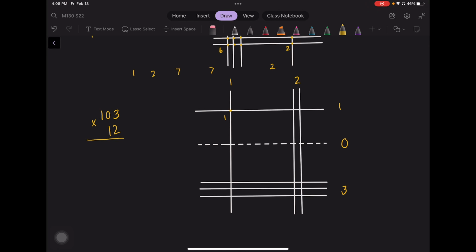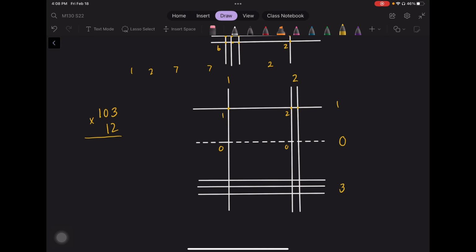I have 1 dot here, 2 dots here. 0 times anything is 0, so both of those are 0. 1 times 3 is 3. I have 6 dots here. 2 times 3 is 6. And then adding in that diagonal, I have 6, 3, 2, 1. These diagonals that I have here. This means that 103 times 12 is 1236. And that is multiplication with lines and intersection.